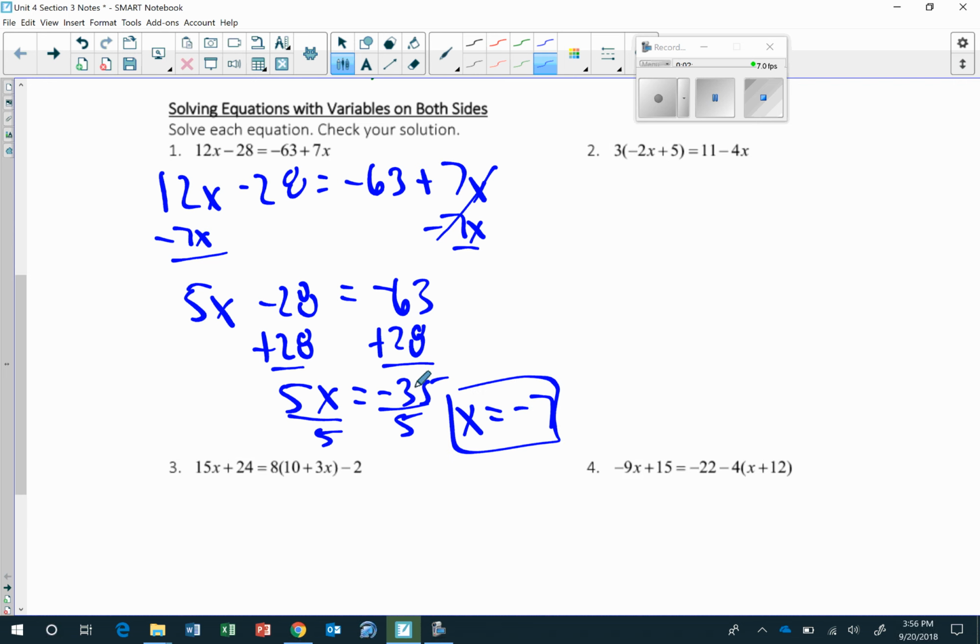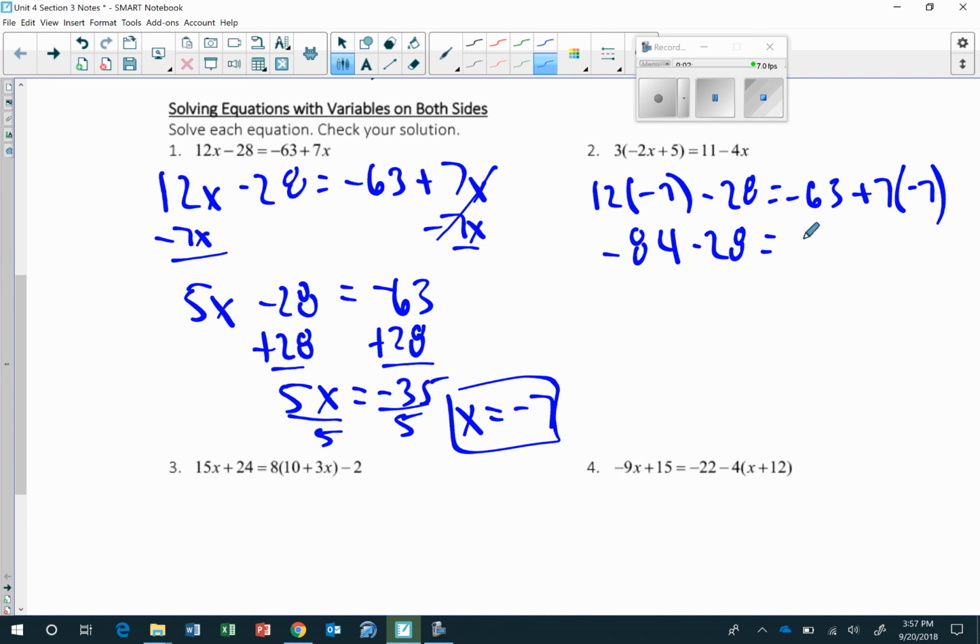I need to check my solution. So I'll do 12 times negative 7 minus 28 equals negative 63 plus 7 times negative 7. 12 times negative 7 is negative 84, minus 28 equals negative 63 plus 7 times negative 7, which is negative 49. On both sides, when I put those together, I wind up with negative 112, so I'm good to go.